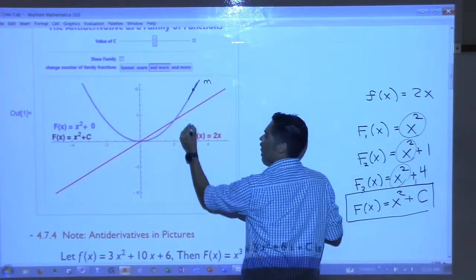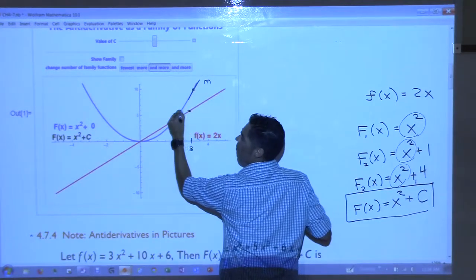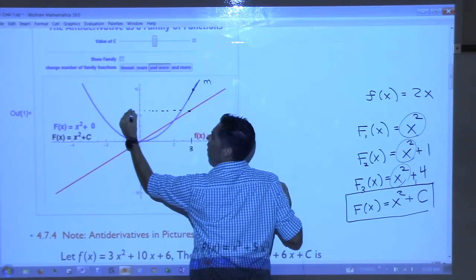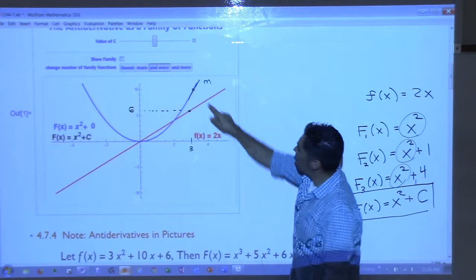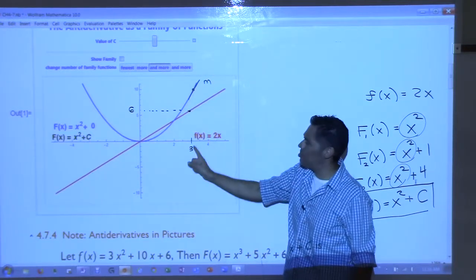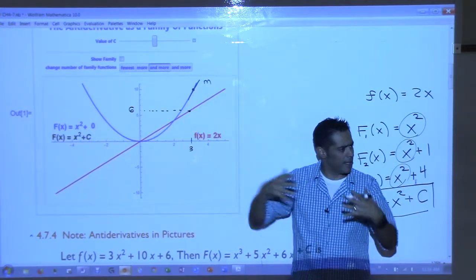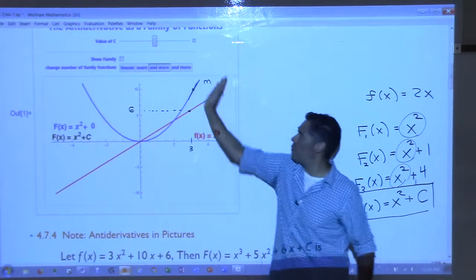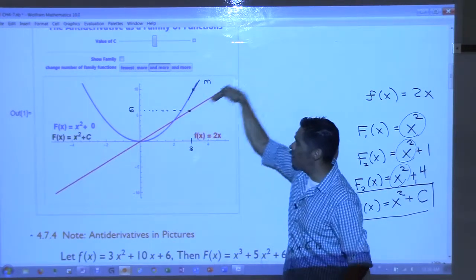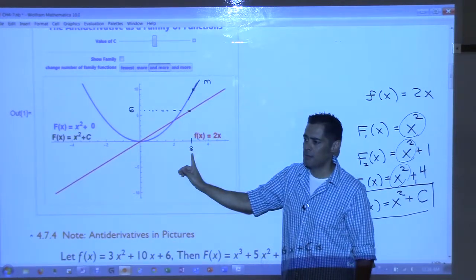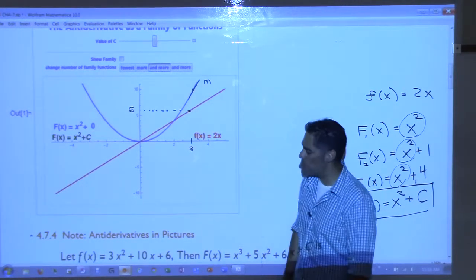So if I plug 3 in here and I come over, where would I be? It's 6, right? So the slope of the tangent line right here is 6. Is everyone making that connection? The slope of this line is the value of the red function at that point. Yes or no? So let me go to another point.